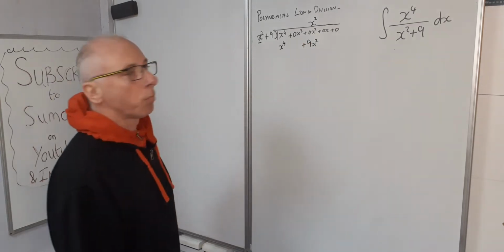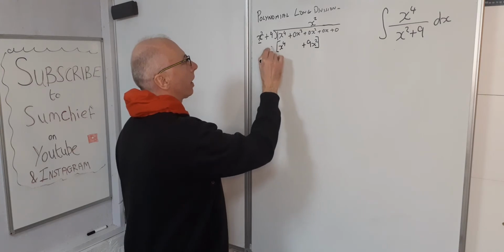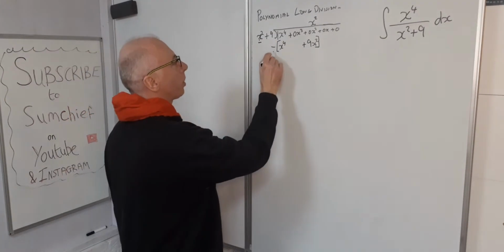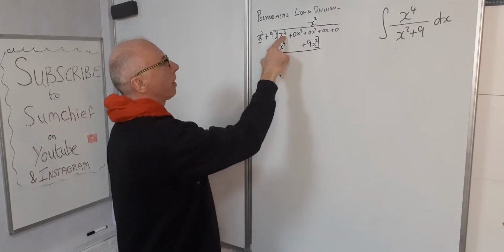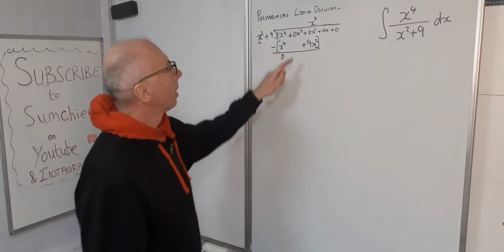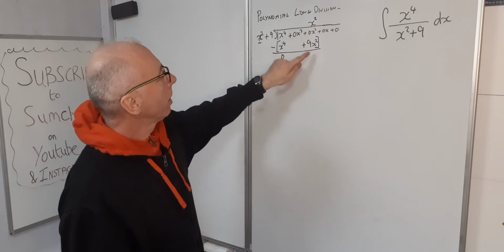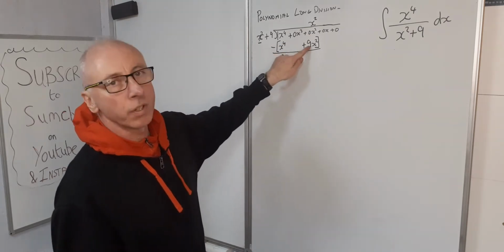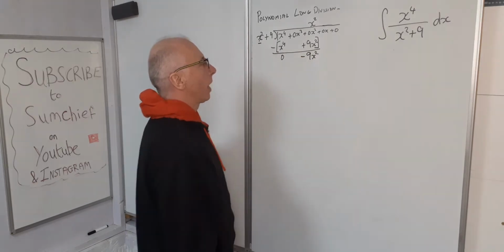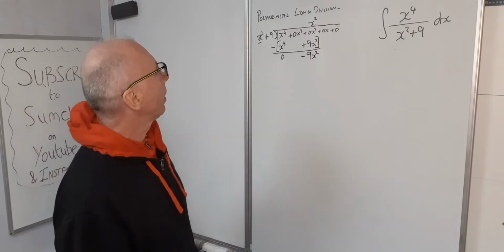Okay. And then what we do is just put a nice little bracket around these and subtract from the top line. So if we do that, what we'll end up with is x to the 4 minus x to the 4, that's 0. 0 minus 0, nothing to do. 0x² minus positive 9x² is minus 9x². Okay. And all these, we just leave those alone for now, that's fine.